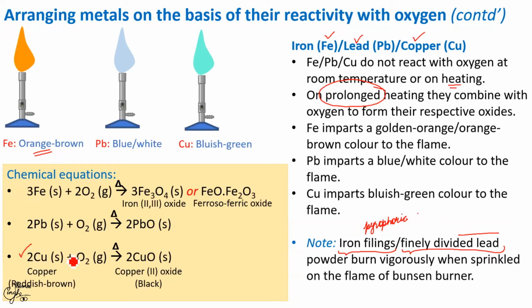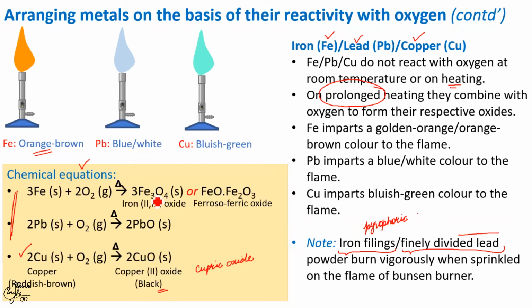Copper on prolonged heating turns red hot first and then reacts with oxygen to form a black coating of copper(II) oxide, also known as cupric oxide. Why? Because the oxidation state or valency of copper here is +2. Had it been +1, it would be called cuprous oxide. The equations involved in the above reactions are provided here.